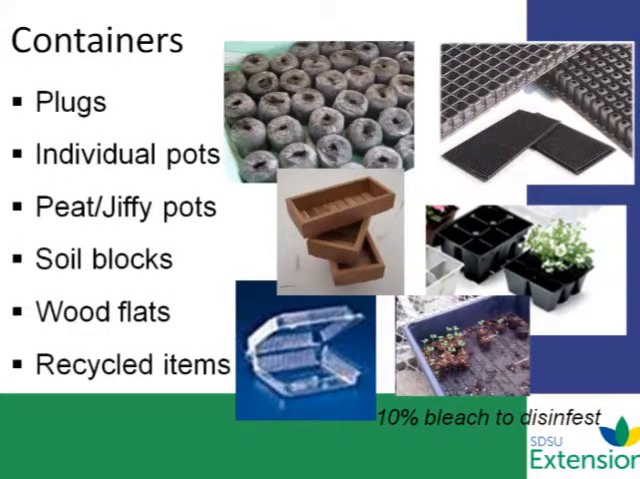Now, after you have selected the media that you are going to use to grow your transplants, you need to think about what containers you're going to use. There are different kinds of containers you can use, including plugs or plug trays, individual pots, peat pots, soil blocks, and even wooden flats. If you cannot get all these, you can also use recycled items like the plastic containers that you get with your fruits in the supermarket.